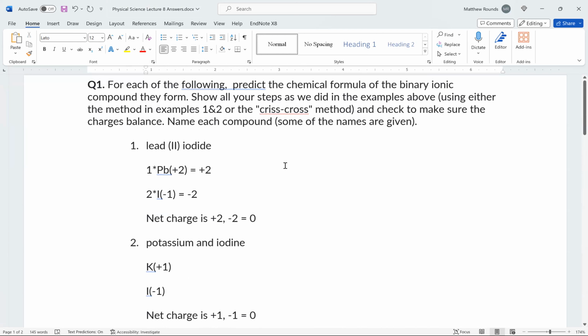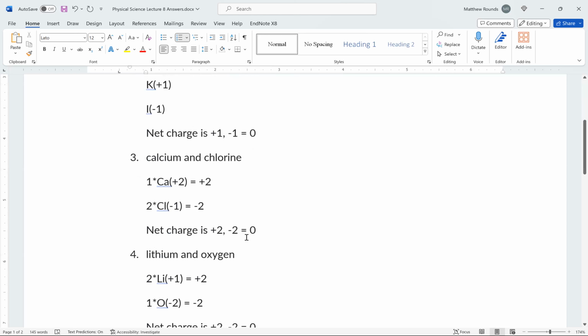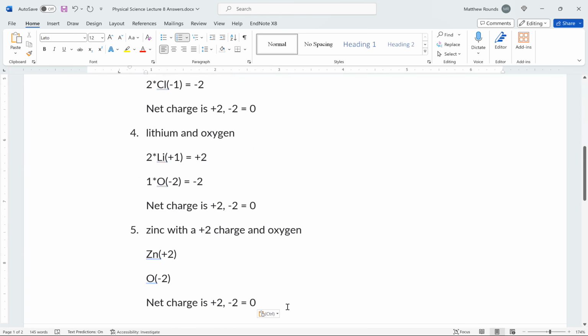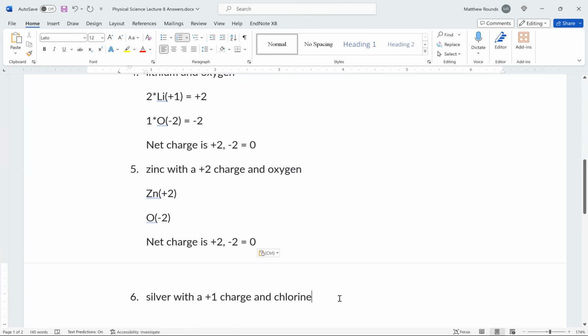So, naming ionic compounds. Name each compound. Okay, there we go. We do need to name these, which we'll do at the end. We'll come back at the end and do that. Okay, silver with a +1 charge.